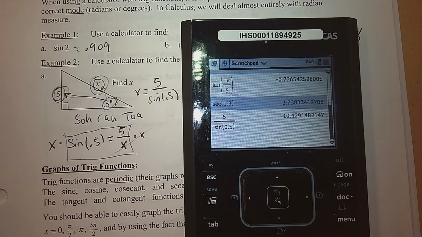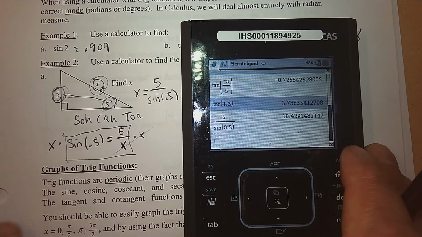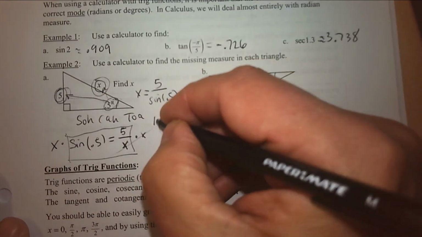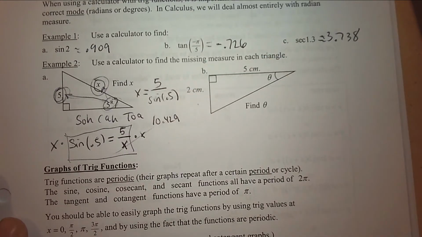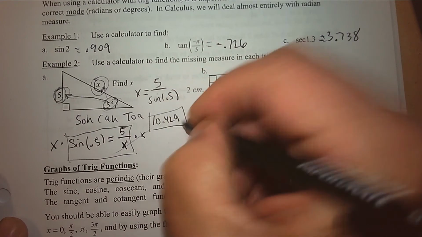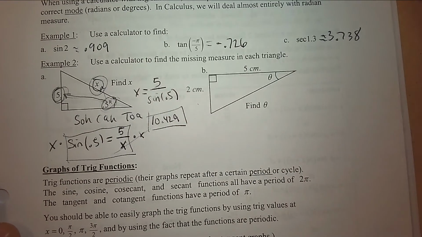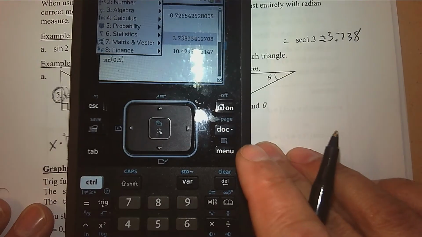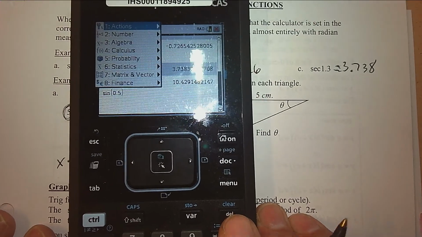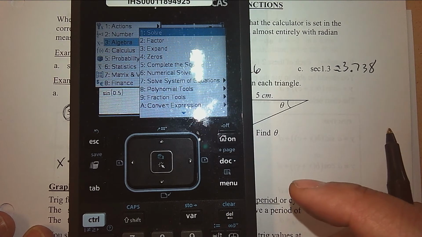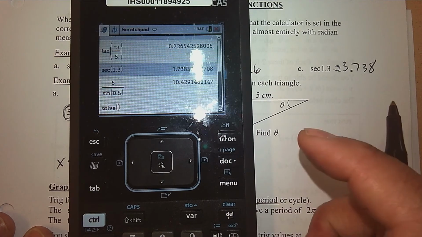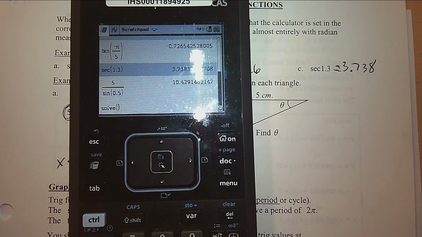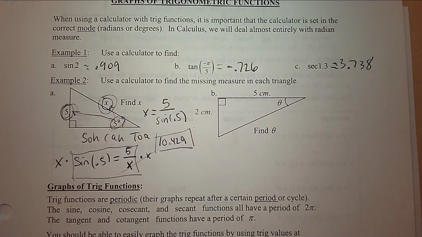And what would you write the answer as? 10.429. Did you get the same answer using the solve button? Just a reminder, it might be a very helpful button. When you go to menu and go to algebra, even though it's trigonometry, and then click on solve, you could type in the equation comma x, especially if it's more complicated. That would be helpful. And you're allowed to use a calculator. Why not?